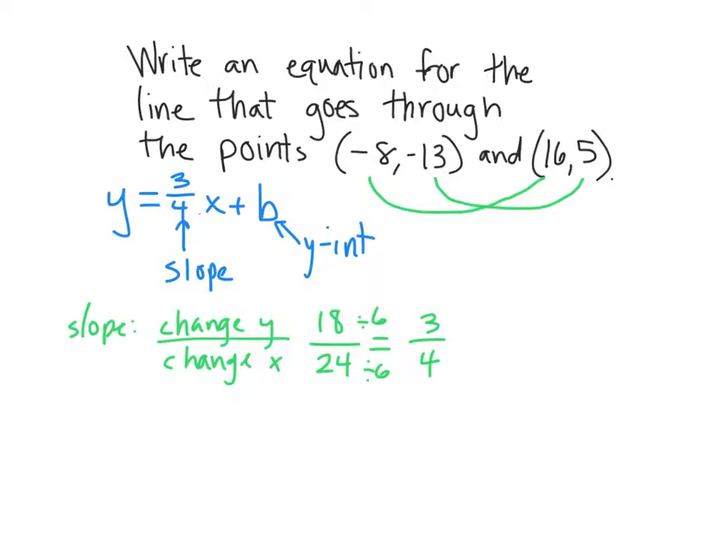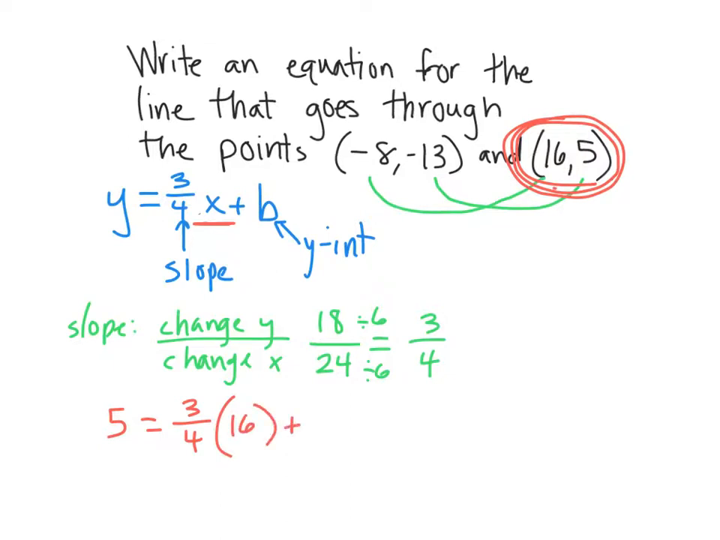Now I'm going to pick a point, and I'm going to use the values from this point because they're positive. So it makes it a little easier for me. Instead of y, I'm going to put the y value in from the point. So 5 equals 3/4 times, and now instead of the x, I'm going to use the x value from my point, which is 16. And then my goal is to figure out that b, that y-intercept.